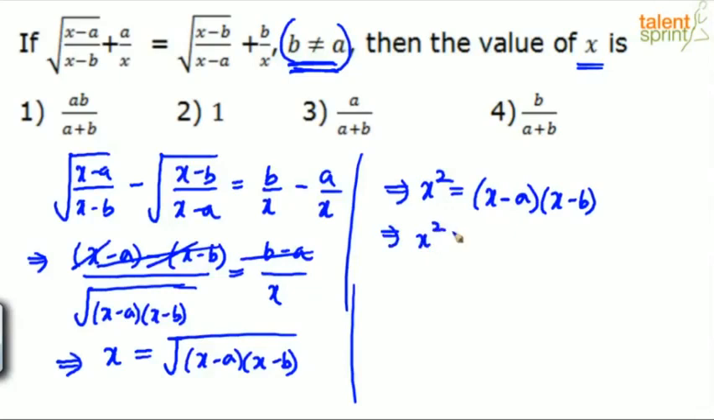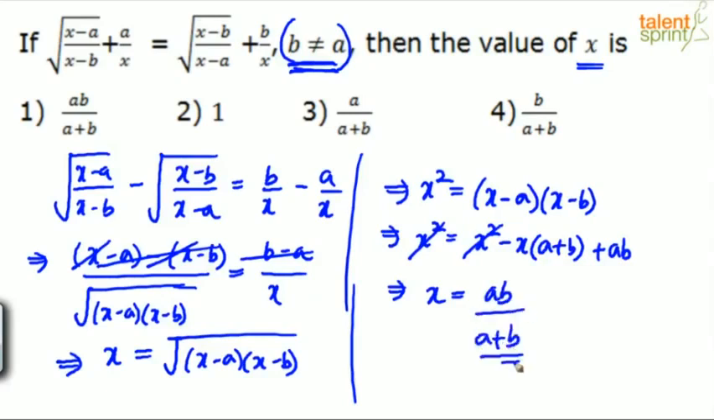So x squared equals x squared minus x into a plus b plus ab. So x squared and x squared get cancelled. We can say x will be equal to ab by a plus b. Option 1, ab by a plus b.